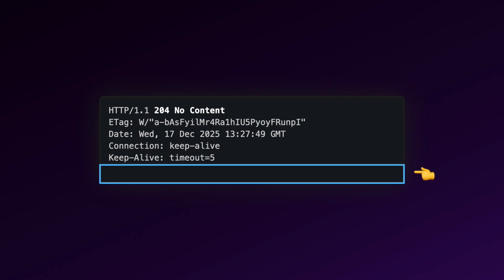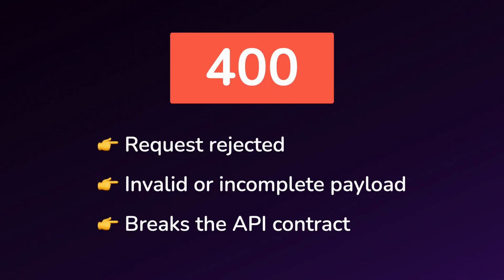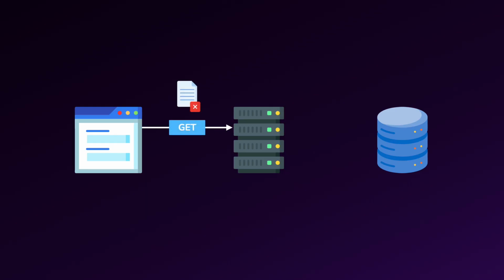The 400 bad request status code is generally used by the server to indicate that the client's request is syntactically valid, but its data is wrong or incomplete. This usually happens when the request's payload breaks the API contract at the validation stage due to missing required fields or invalid data types or values.